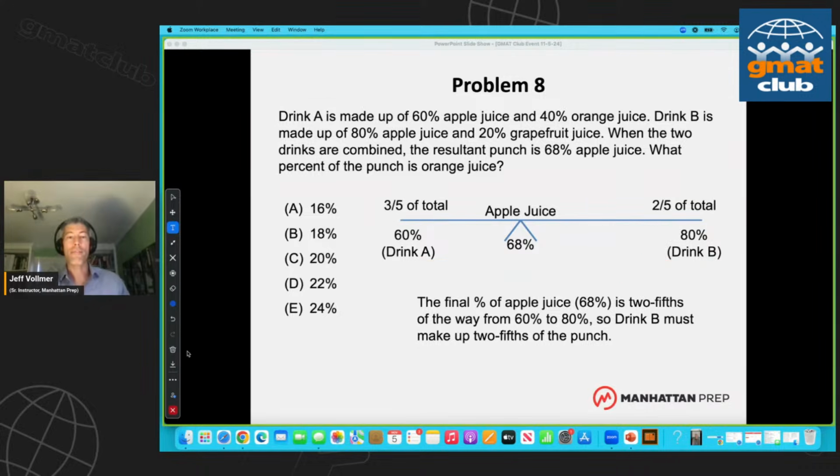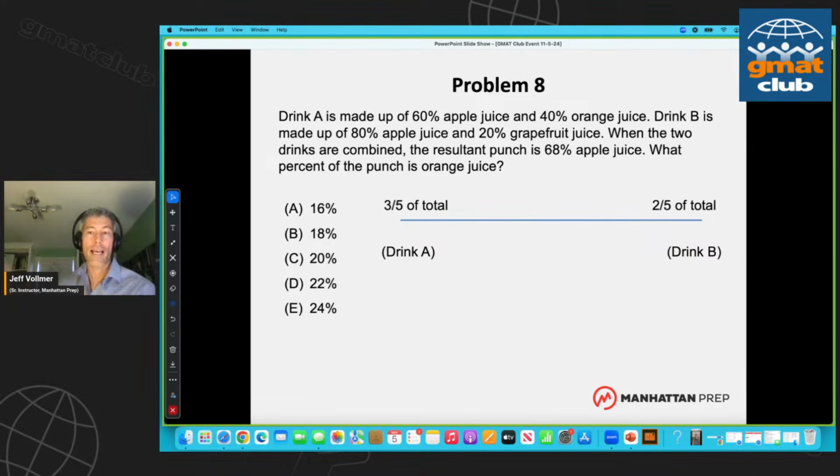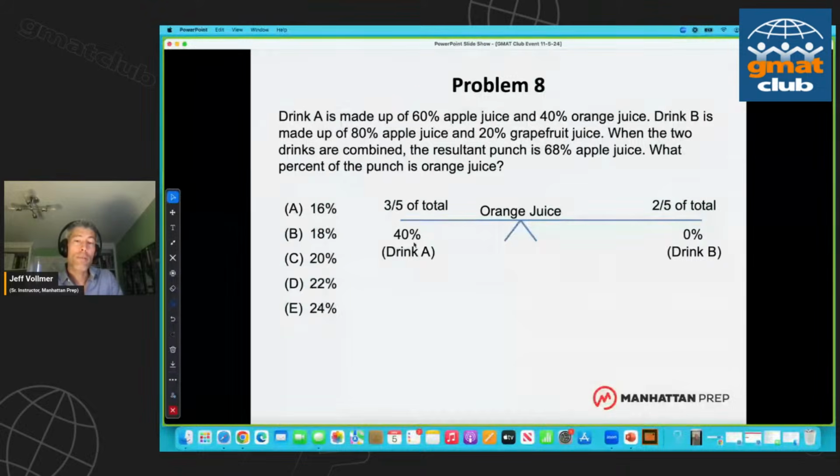If we have that, we're in good shape, because now the only thing that changes in this structure is that I don't want to talk about apple juice anymore. I want to talk about orange juice, but I still know that 2/5 of the punch is drink B and 3/5 of the punch is drink A. So I can get rid of the apple juice stuff and say, I still have 2/5 drink B, 3/5 drink A, and now I'm dealing with orange juice. Drink B is 0% orange juice. There's no orange juice in it, only apple and grapefruit. Drink A is 40% orange juice.